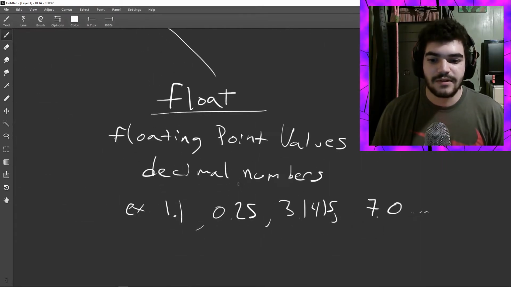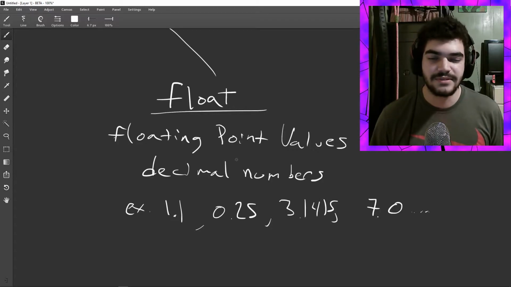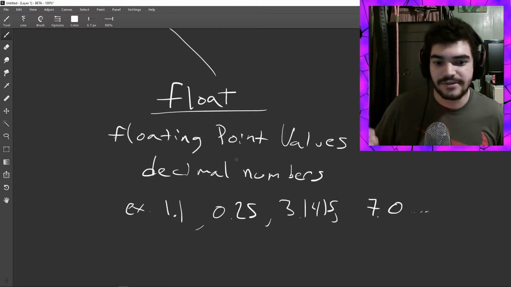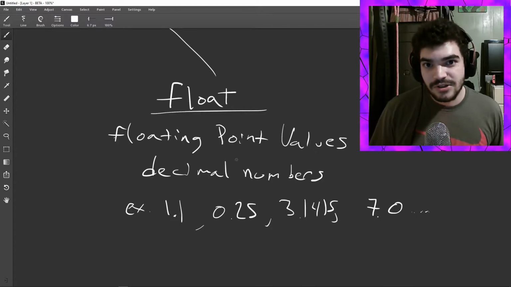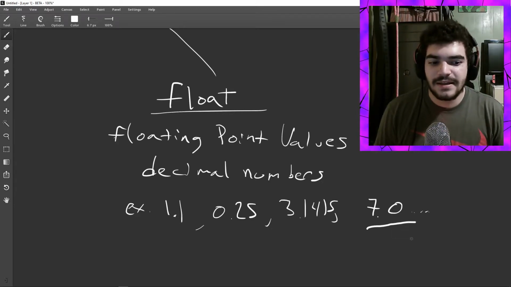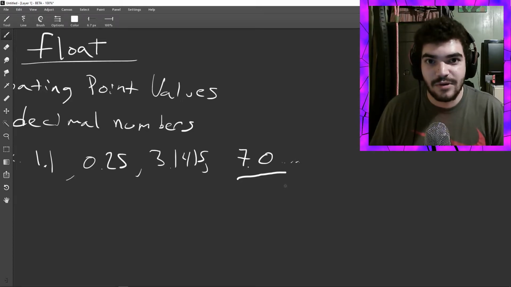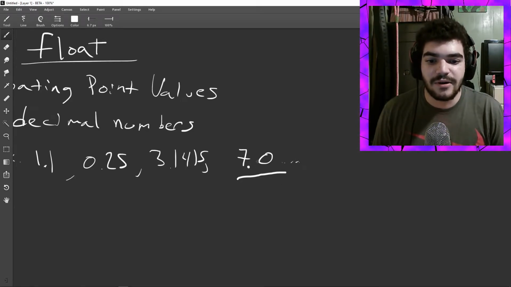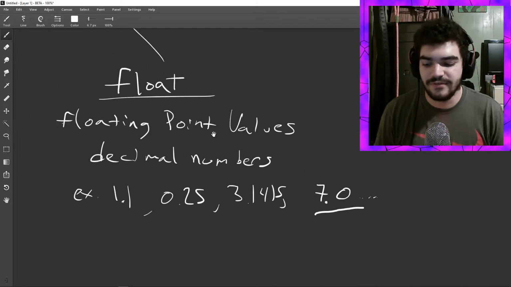The second one, floating point values or floats. These are numbers that have decimal points after them, such as 1.1 or 0.25 or 3.1415926, yada yada yada. Also included in this set are the whole numbers as well, but we have to say them as 7.0 because we want to make sure there's no loss of data. We want to make sure that it stays as a floating point value, even though the value is equivalent to 7. We say 7.0 for our own sake and for the computers so that we know that it is stored as a floating point value.